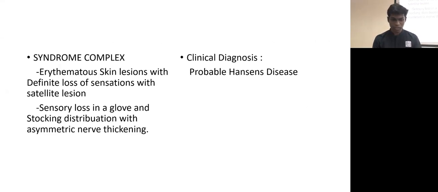So summarizing the syndrome complex of this: a 50 years old gentleman with diabetes mellitus in past and now with erythematous skin lesions with definite loss of sensation, with satellite lesions, and there is a sensory loss in glove and stocking distribution with asymmetric nerve thickening. So clinical diagnosis considered was a probable Hansen's disease. It's definite Hansen's.